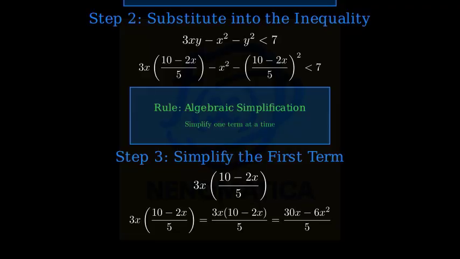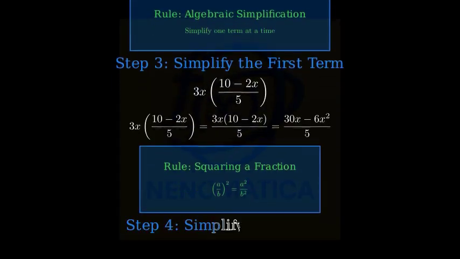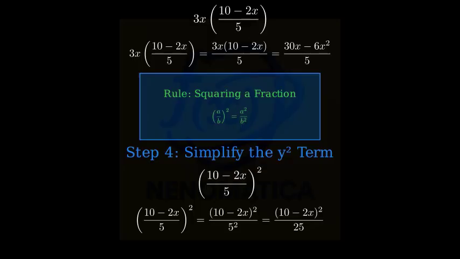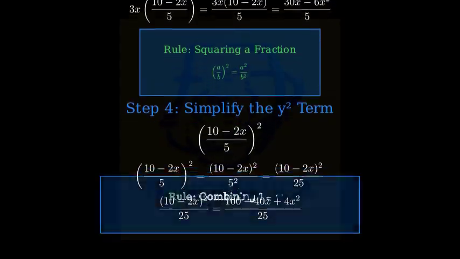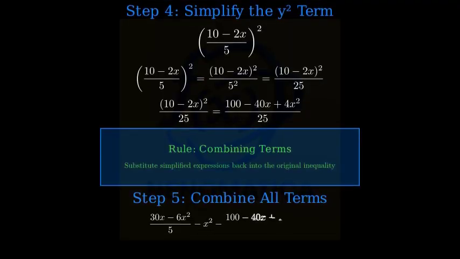Now, let's simplify the y squared term. We have the fraction 10 minus 2x over 5, all squared. When we square this fraction, we get 10 minus 2x, all squared, divided by 25. Expanding the numerator, we get 100 plus 4x squared minus 40x, all divided by 25. Now, let's substitute these simplified expressions back into our inequality. We have 30x minus 6x squared, all over 5, minus x squared, minus 100 plus 4x squared minus 40x, all divided by 25, is less than 7.